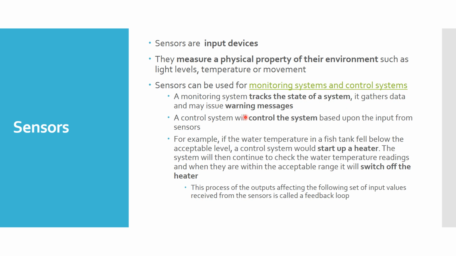A monitoring system tracks the state of a system. It gathers data and may issue warning messages. The control system will control the system based upon the input from sensors.